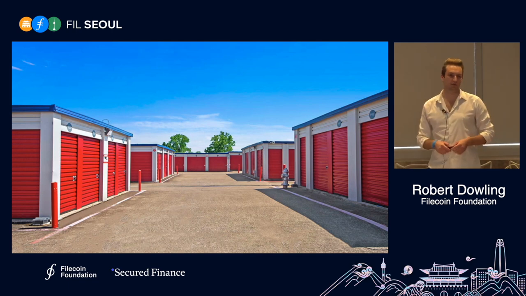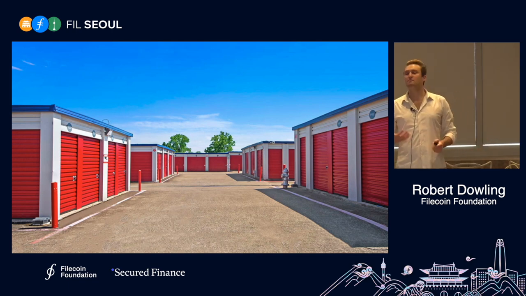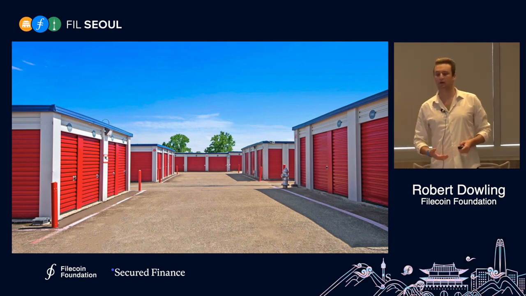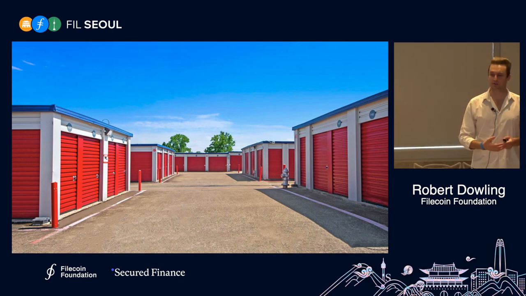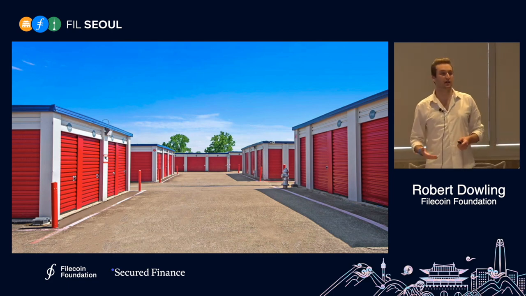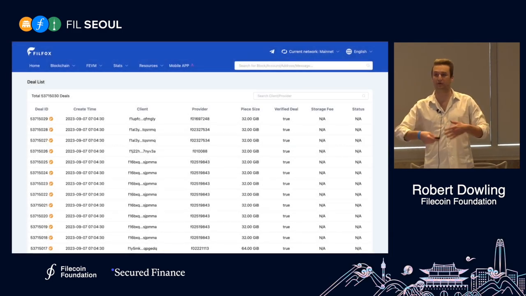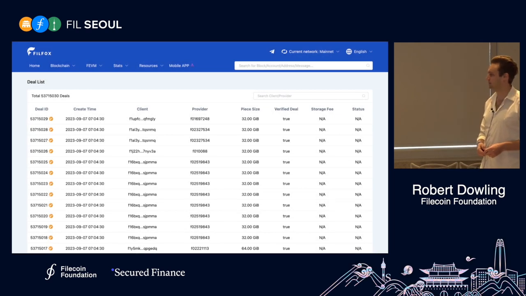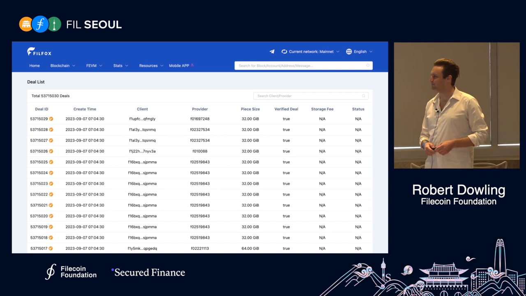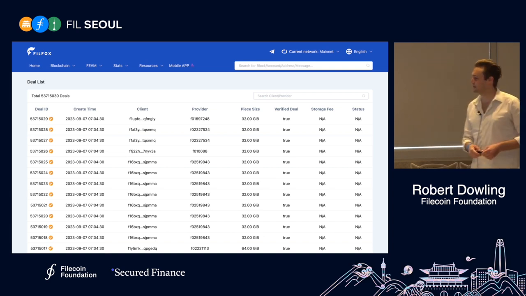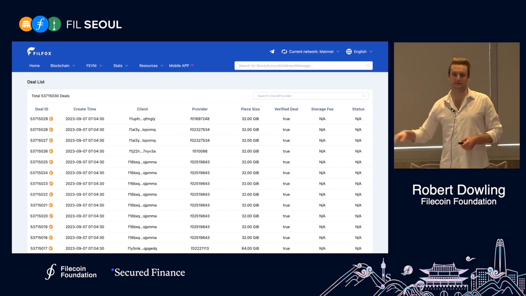Okay, now, you might say, Robert, there are so many EVM chains, why would we build on Filecoin? I think it's a common question from developers, and the answer is, Filecoin is the only blockchain that actually gives you storage with their applications. This is a picture of a storage container unit. This is from Phil Fox. This is a block explorer. This is the deal list.